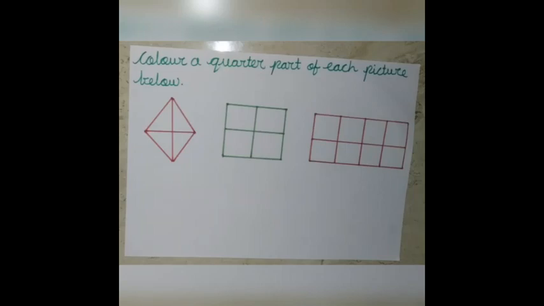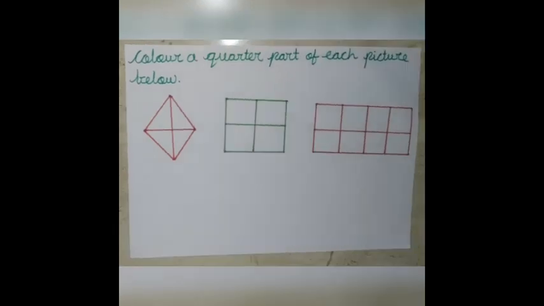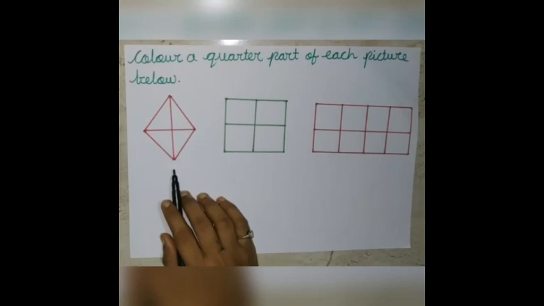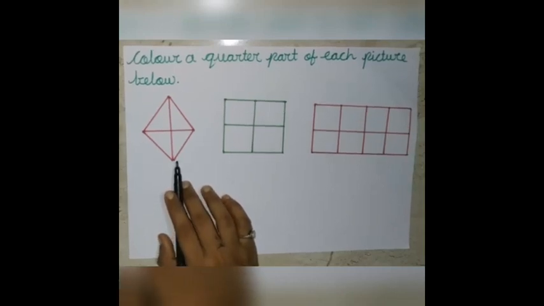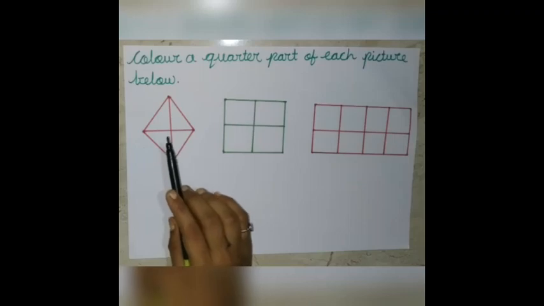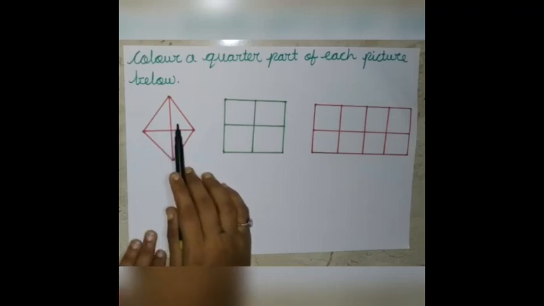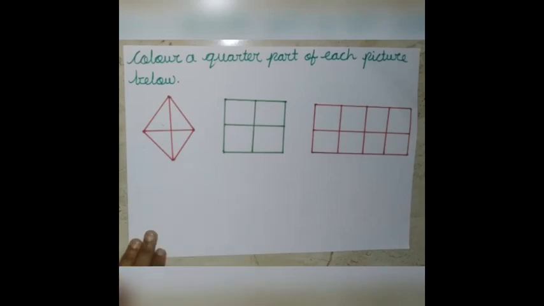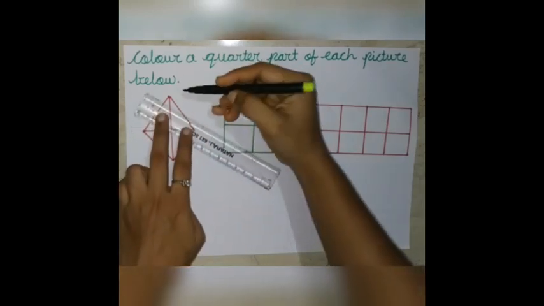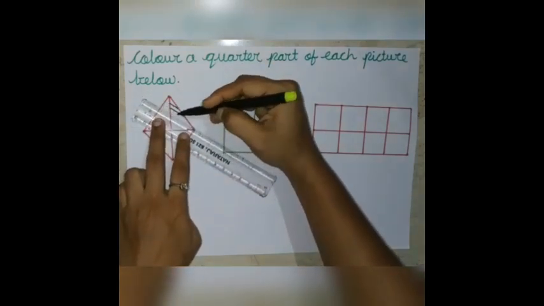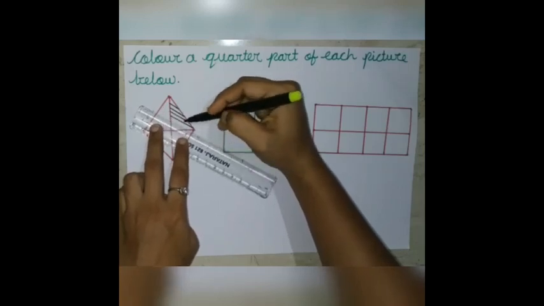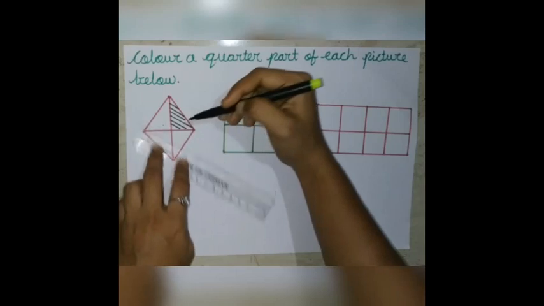Students, read the question first. Here your question is, color a quarter part of each picture below. Students, this figure looks like a kite. We have to color a quarter part. Now, the figure is divided into 1, 2, 3, 4 equal parts. How many parts will we color? Yes, we will color only one part, because one part means a quarter part.